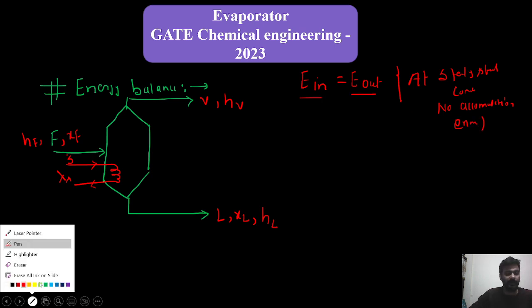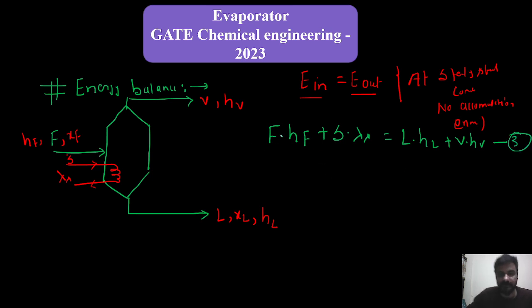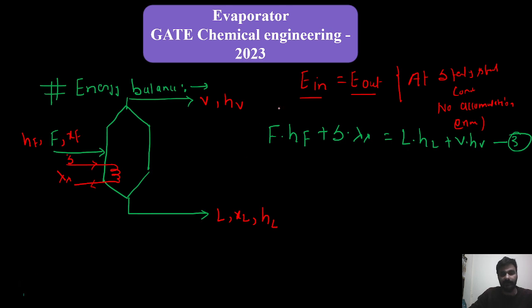So how can we write the energy in? Energy in is coming from the feed as well as the steam, and this energy, V and L, is leaving. So can I write F into HF plus S into lambda S is equal to L into HL plus V into HV. That is our equation third. I think up to this, it's very clear how I am writing this energy balance equation over here, right?